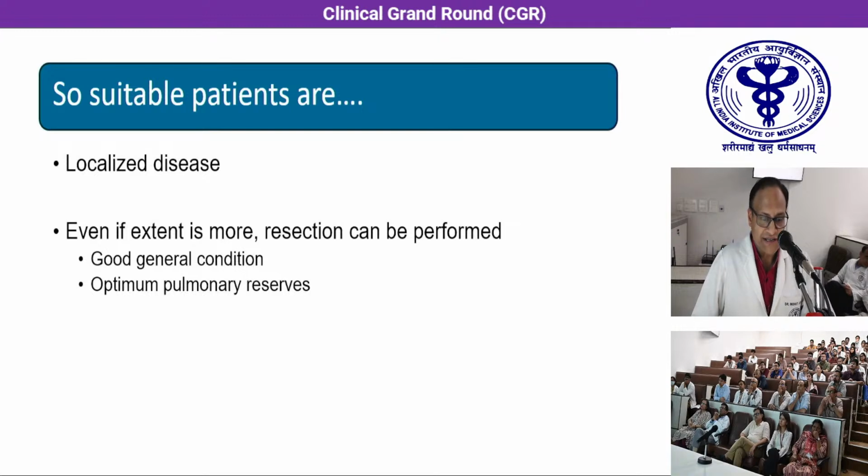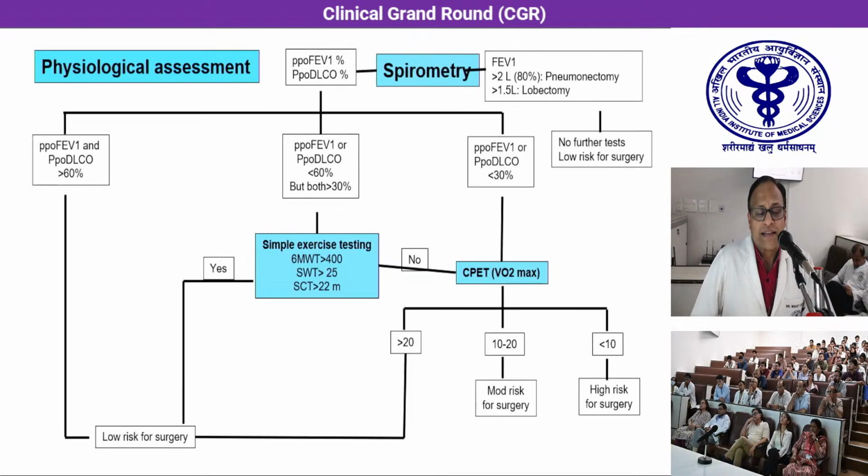So the suitable patients for surgery are the ones with localized disease, or even if the disease extends to more than one lobe, they have good general condition and they have optimum pulmonary reserves. Now, how do we know when the patient has sufficient pulmonary reserves and will be able to ventilate even after surgery? We have this kind of assessment. So there's again a global assessment, what are the physiological parameters of the patient, and then we subject them to spirometry. Depending on the result of the spirometry, in an algorithmic fashion, we ask for simple exercise testing, and if it is kind of equivocal, then we go for more complex tests.